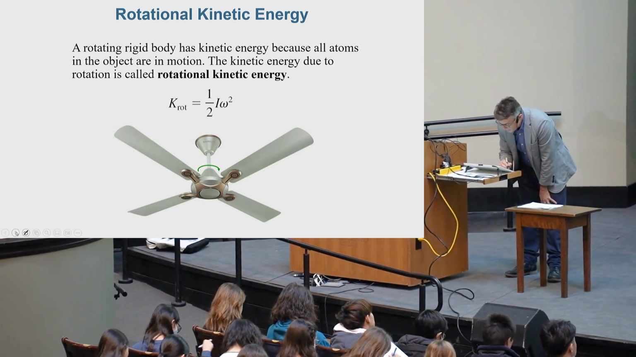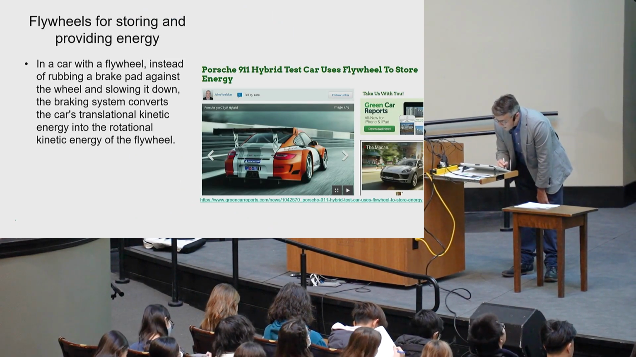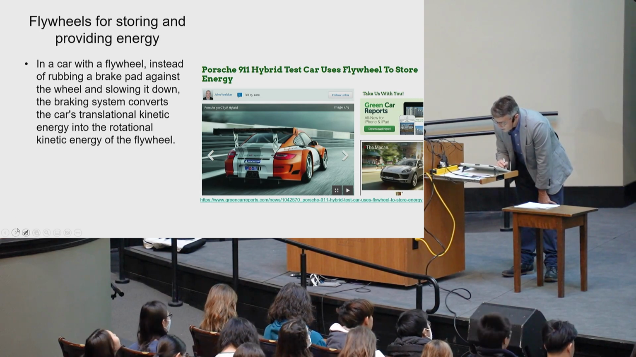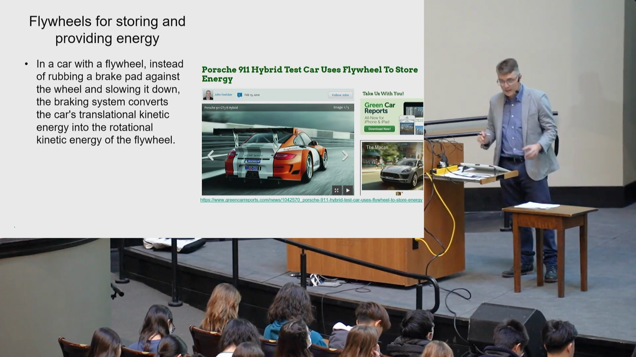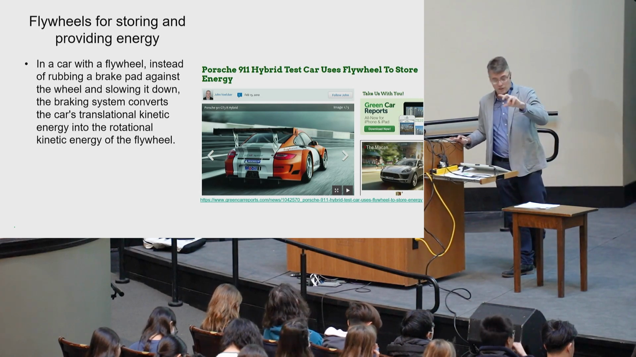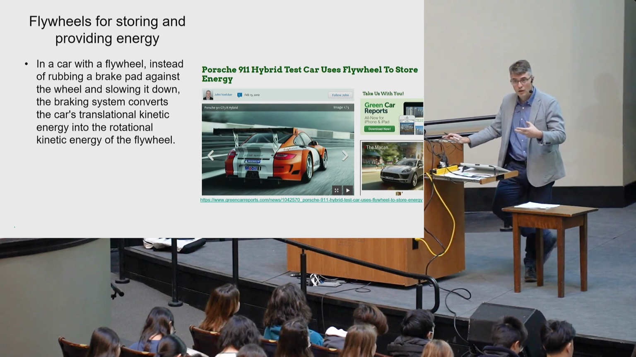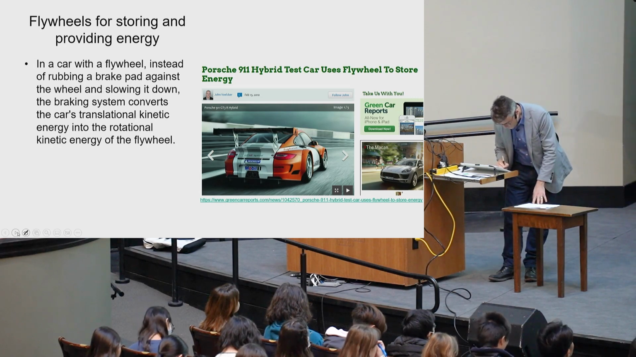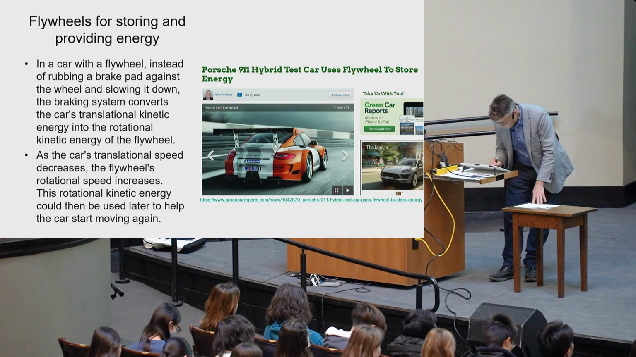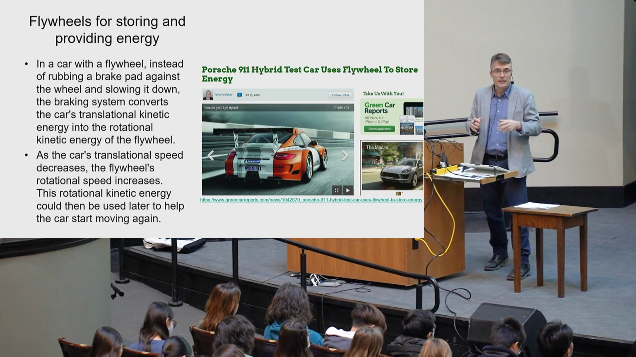So you can store energy by something rotating. For example, there's flywheels sometimes in cars, and they had a Porsche 911 that was using a flywheel to store energy inside. And a car with a flywheel, instead of rubbing a brake pad against the wheel and slowing it down, the braking system will actually transfer energy into an internal flywheel, slowing down the linear motion of the car, but adding to some internal energy of a flywheel inside. And then you can use that stored rotational kinetic energy of a flywheel to then accelerate the car again.